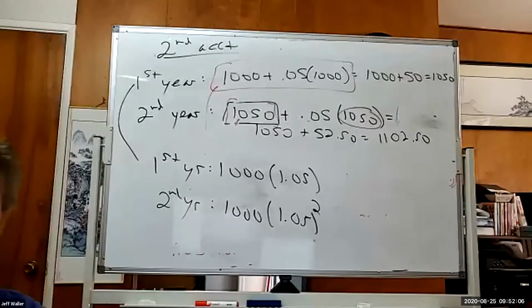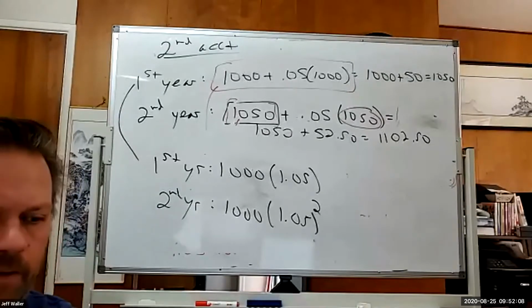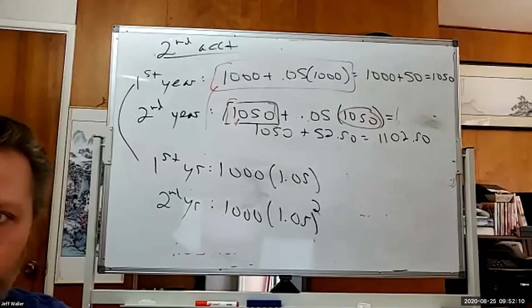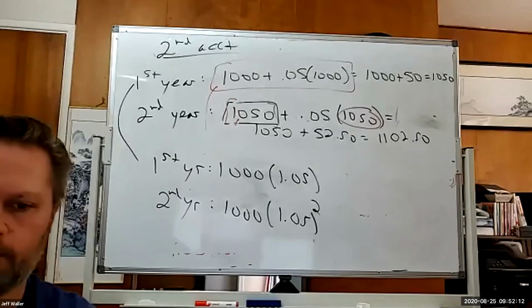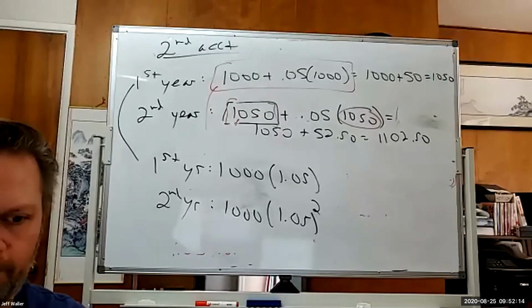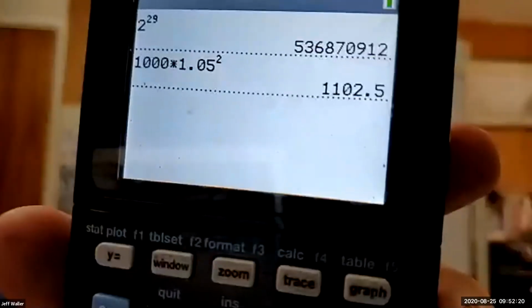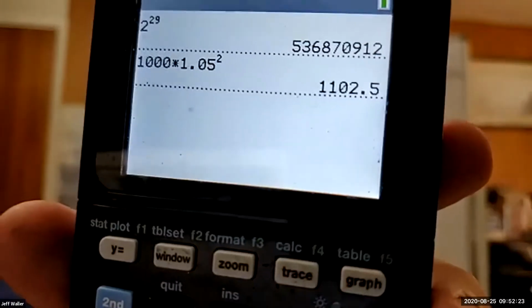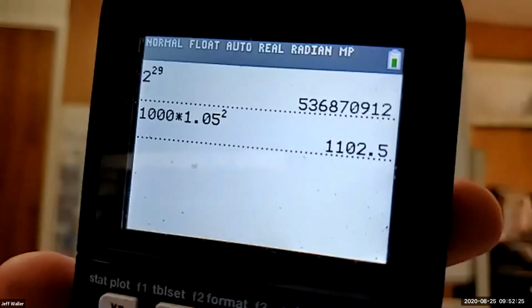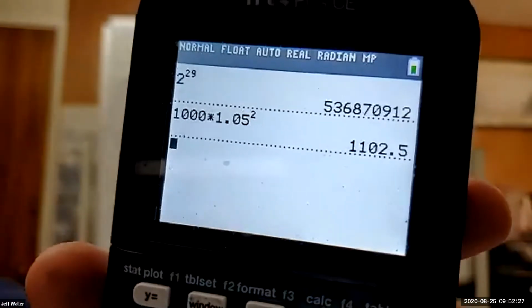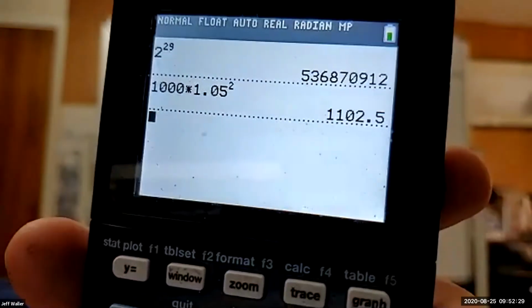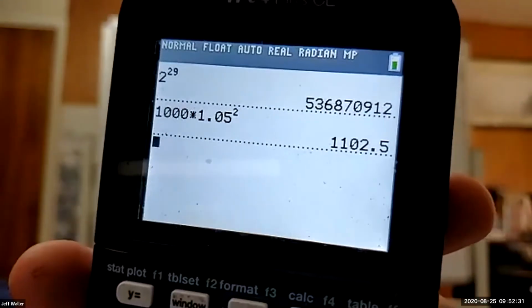Has anybody verified that yet? It should look basically the same in a scientific calculator. So it should look like that, 1,000 times 1.05 squared. And we got the same answer, right? 1102.50.